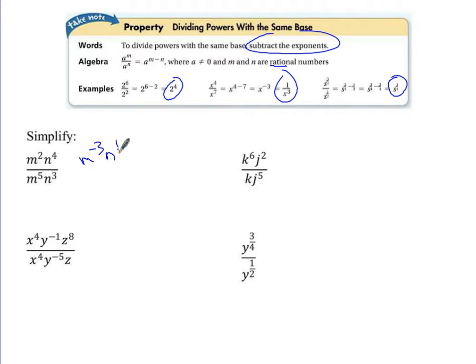Okay, so if we were done, we could just circle our answer. Are we done here? No, we have a negative exponent to take care of. So what happens to it? Okay, draw your division bar. N stays on top. M to the positive third goes on the bottom.